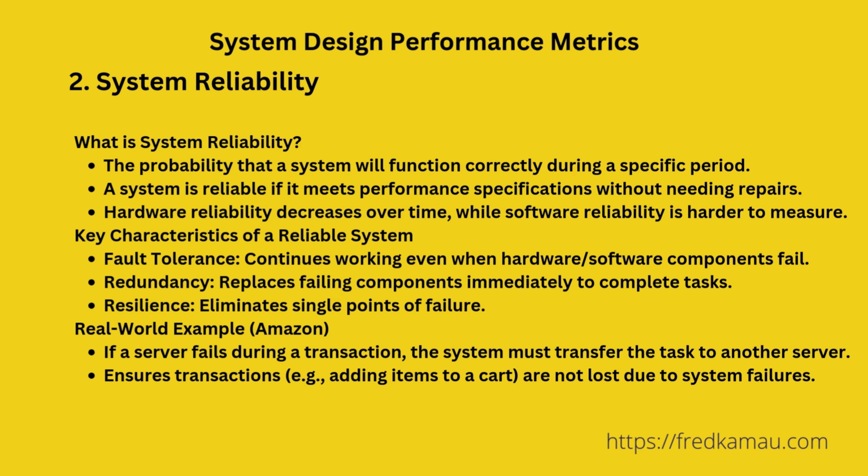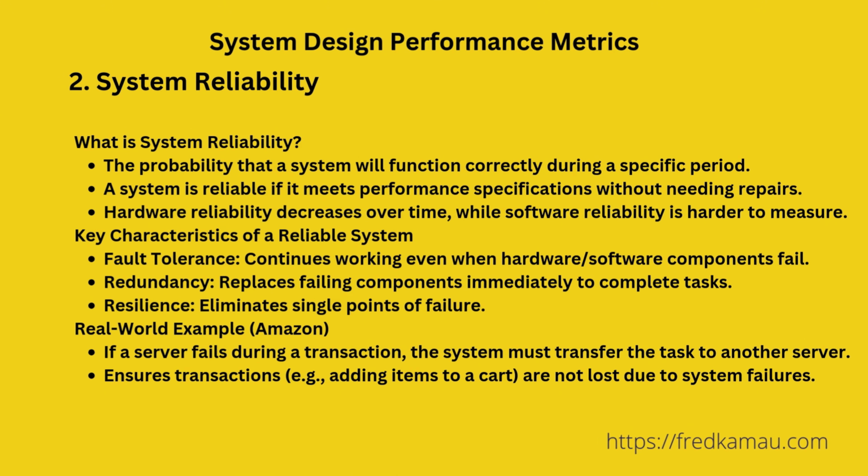What are the key characteristics of a reliable system? Number one, it should be fault tolerant, which basically means that it should continue working even if a hardware or software component fails. It should be redundant. When a component fails, it should be replaced immediately with a component that is healthy. And it should also be resilient, which will eliminate all the single points of failure.